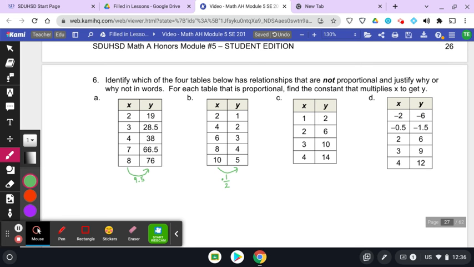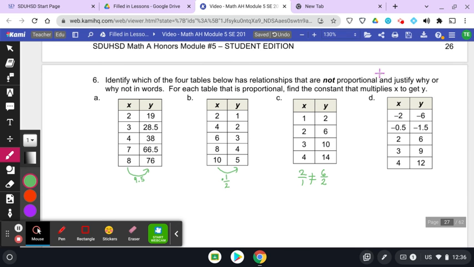x to the y. Here, 1 times 2 is 2, but 2 times 2 is not 6. Okay, so right there I can build a set of ratios that's not equal. 2 over 1 is not equal to 6 over 2. As soon as I find one set of ratios that are not equal, then it is not proportional.